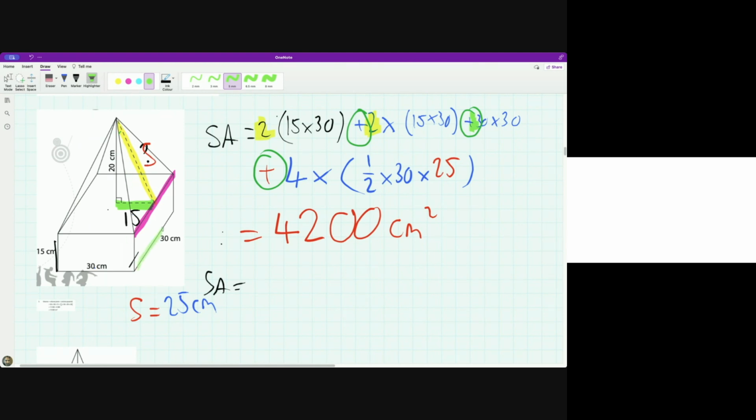So if you imagine here's a 30, right? And here's a 15. And there's a matching one on that side. But there's also a 30 times 15 over here, and then a matching one on the other side there. So I could have said 4 times 15 times 30 if I wanted.